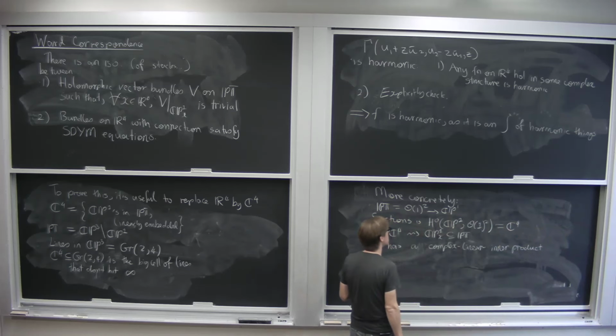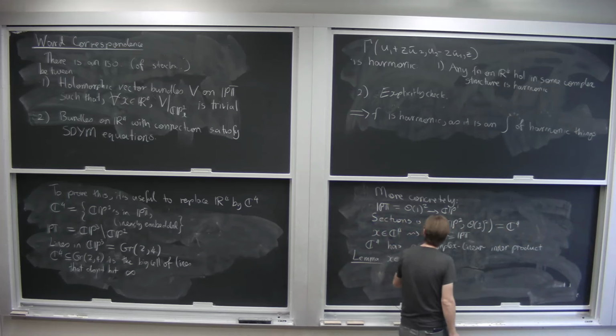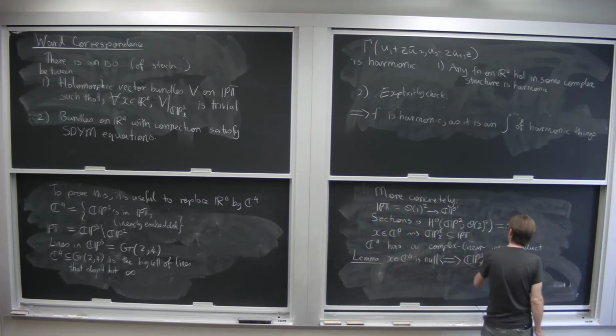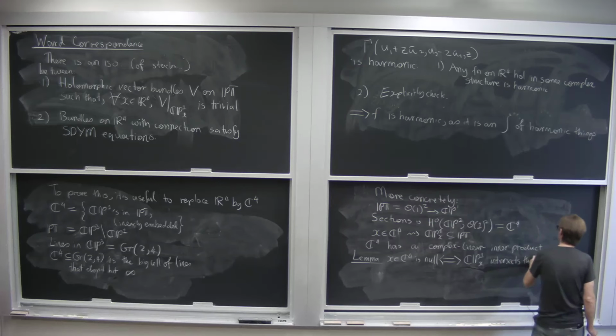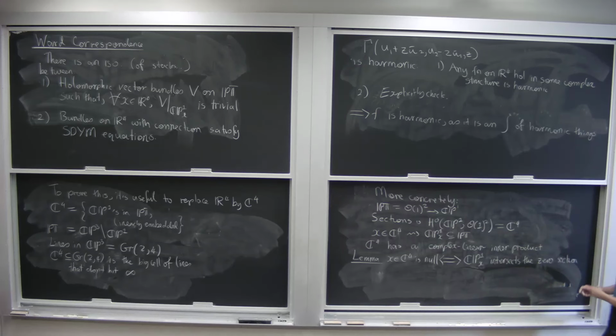Well, a vector x in C4 is null if and only if CP1_x intersects the zero section. So the data of my inner product, or at least the data of which vectors are null, is encoded in the geometry of these lines and whether they intersect.